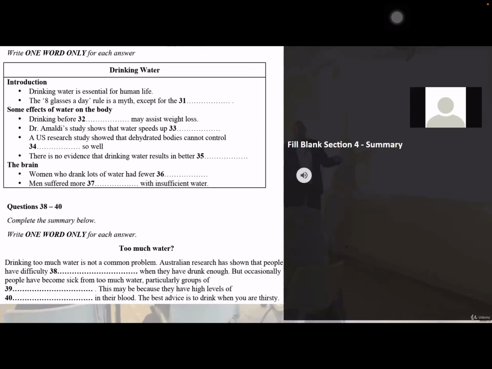So, based on the reading I've done, the best advice is to trust your body. Drink water when you're thirsty, but you probably don't need to drink more often than that.